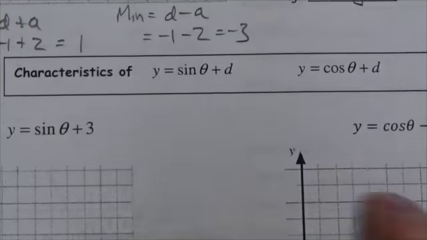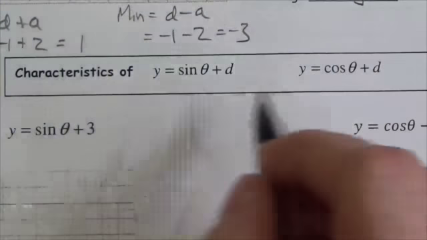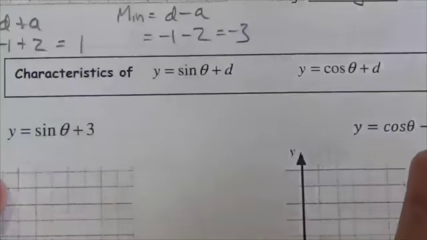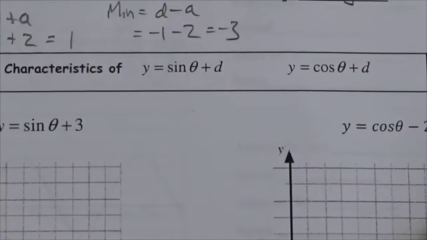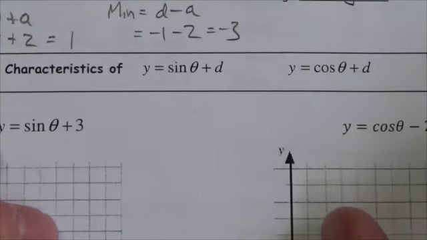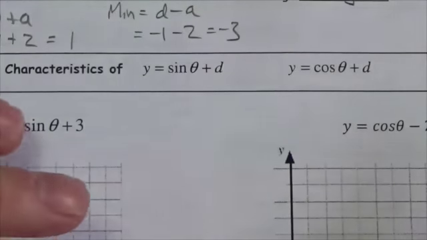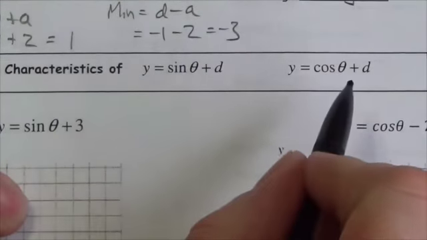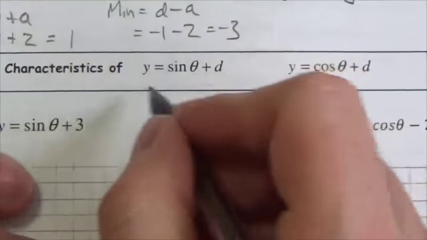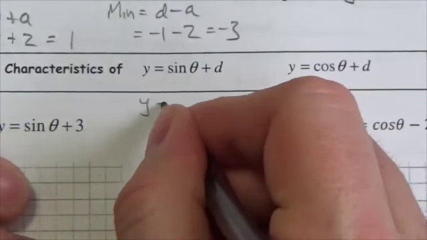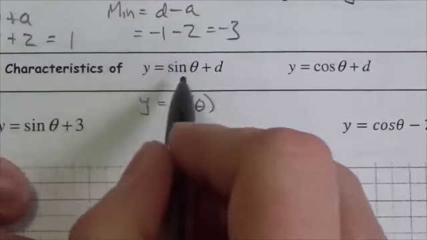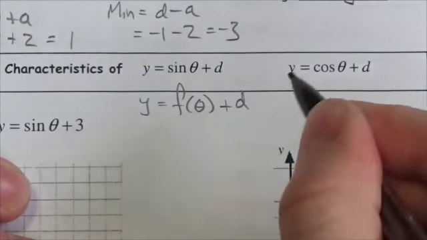Now before we start looking at some specific examples, I just wanted to take a brief moment to talk about this again. I've done this before, and I want to do it with you again. Remember that sine and cosine are just functions. They are trigonometric functions of the variable theta. So this can actually be rewritten as f of theta, if you want to think of it like that. This is y equals f of theta plus d.